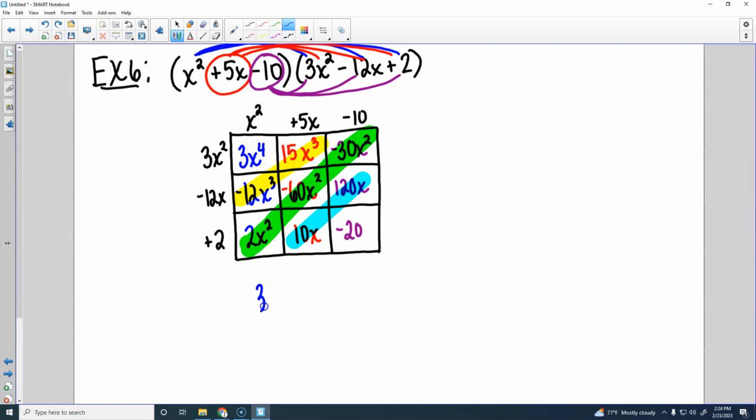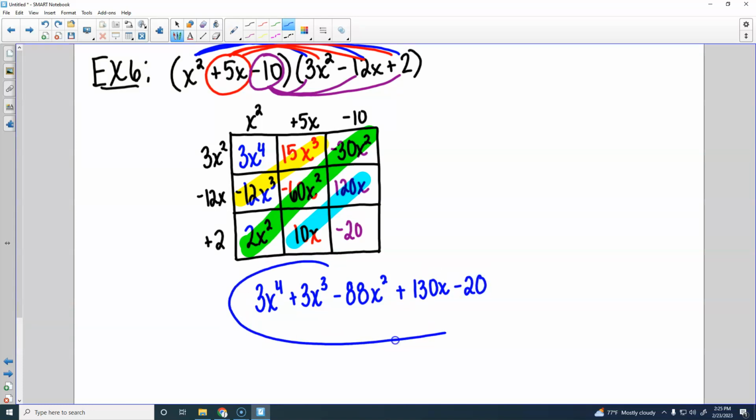So the 3x to the fourth would be right here. Then we would have to combine negative 12x to the third and 15x to the third. That would give me positive 3x to the third. Then I've got negative 60, negative 30, and 2. So that's going to be negative 88x squared. Right here I've got a positive 10 and a positive 120. So that's going to give me plus 130x, and then that minus 20 goes there on the end. So this would be my answer.